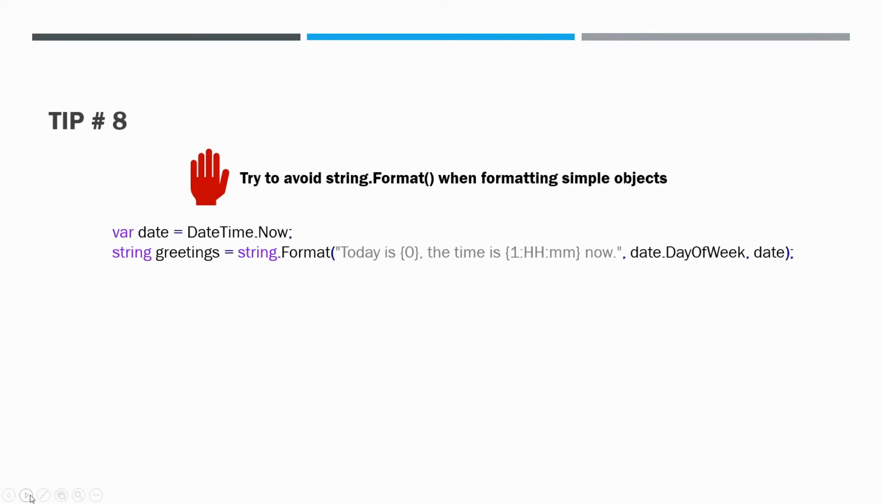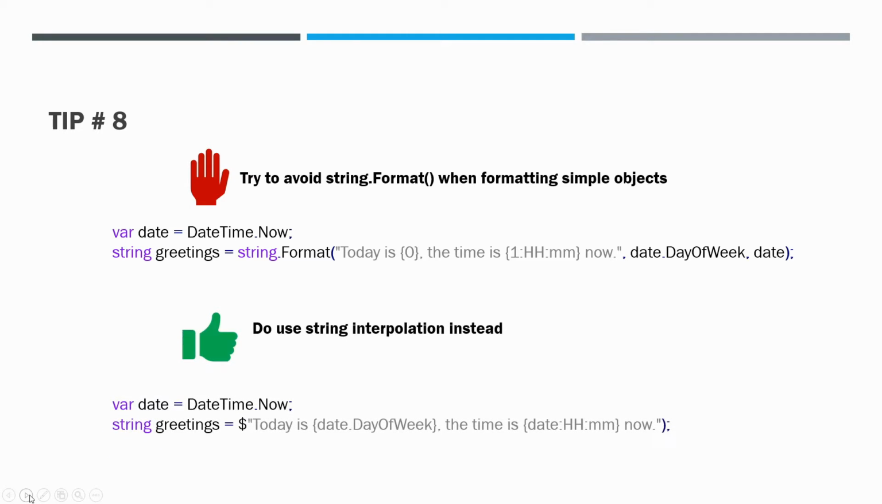Tip number 8. Try to avoid the string.format method when formatting simple objects. Instead, use string interpolation. This way, it's easier to read and cleaner compared to string.format and composite formatting. However, there are cases where the string.format method would make sense to use, especially when dealing with complex formatting and data manipulation. So again, use your good judgment when to apply it in situations.